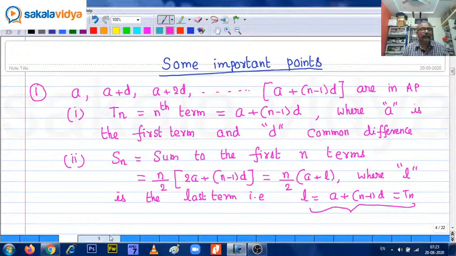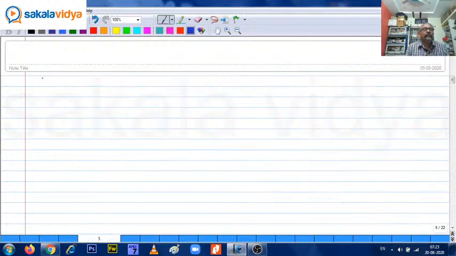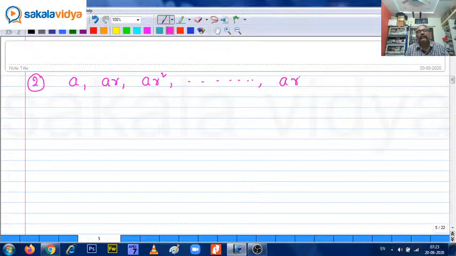Now second point, we need to discuss geometric progression also. Second point, a, ar, ar square, and so on, ar to the power of n minus 1 form a geometric progression.